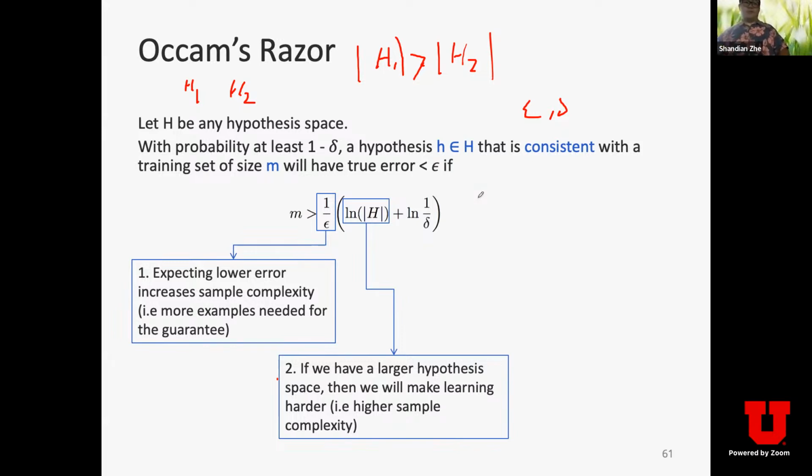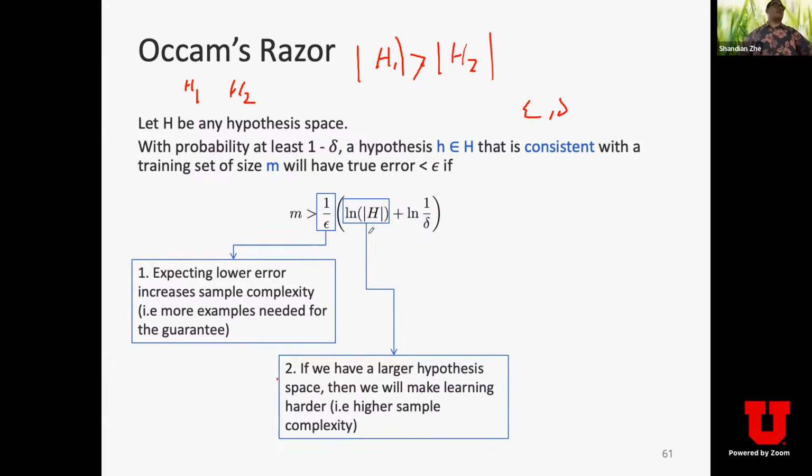H1. You can see that this bound is proportional to the logarithm of the size of the hypothesis space. That means the larger the hypothesis space used, the more training examples you will need to achieve the same generalization error under the same probability.